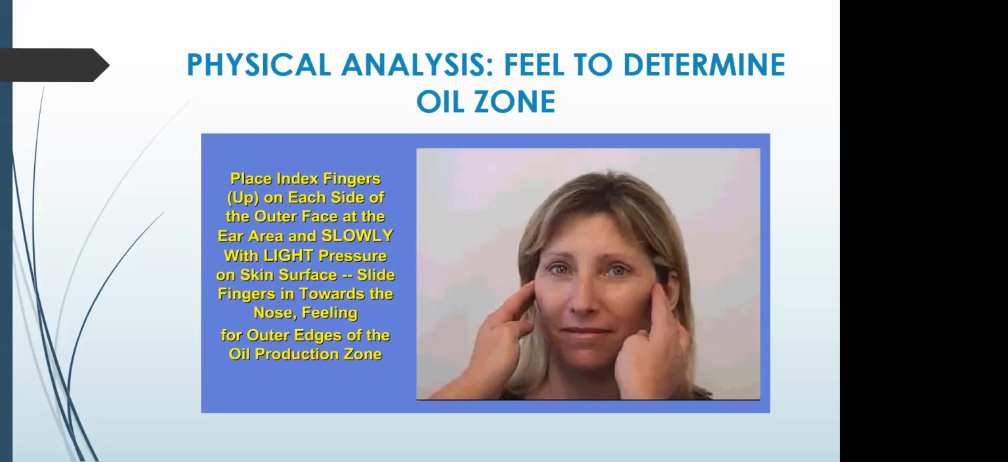For the physical inspection of the skin, you're going to place your index fingers on each side of the outer face at the ear area, and then, slowly, with light pressure on the skin surface, you're going to slide your fingers towards the nose, feeling for the outer edge of the oil production zone.